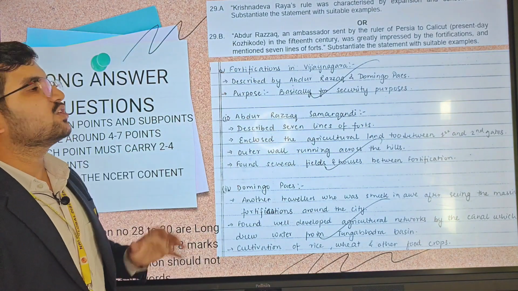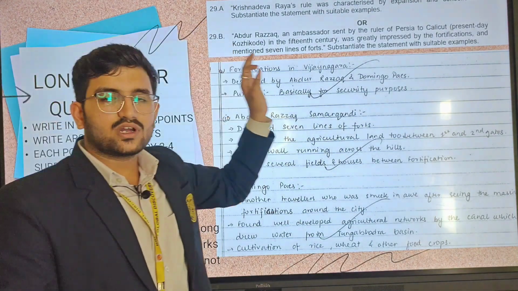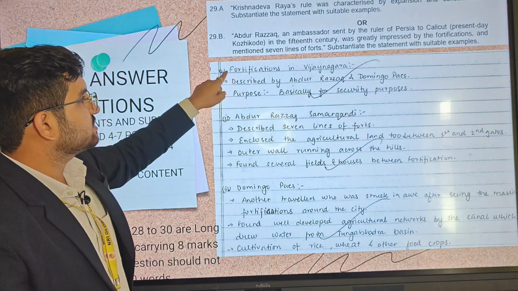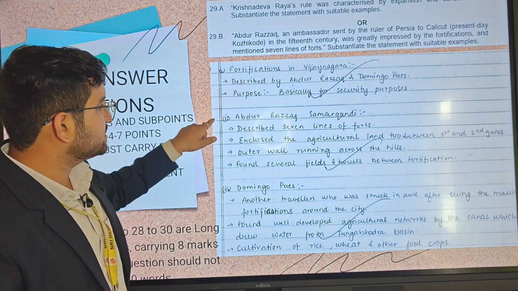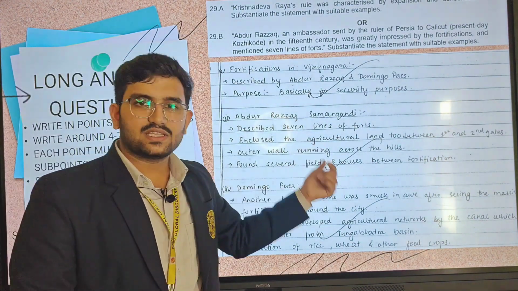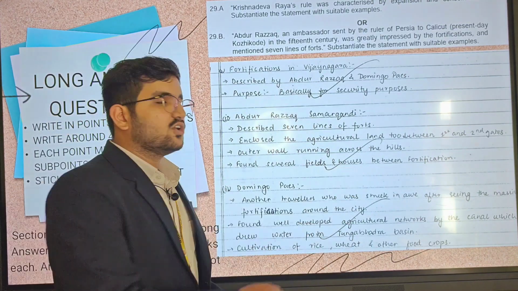So here is a sample for your long answer question. Long answer question 29A, 29B, whichever you are attempting, and again, repeating, write the correct question number. As you can see, fortification in Vijayanagara, then 2 points, then Abdur Razzaq Samarqandi, 4 points, then Domingo Paes, then 4 points. In this manner you have to attempt your long answers.